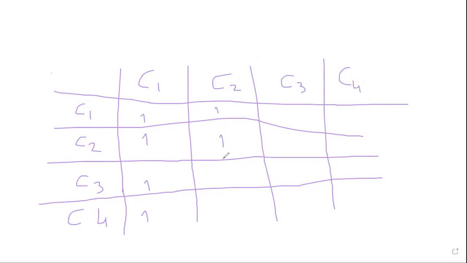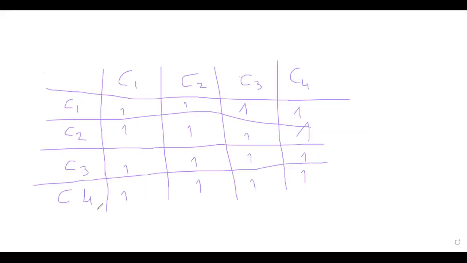Okay, in general, what is the strategy? After I get these numbers, I should do the summation column by column. So when I do the summation column by column, I will obtain the total here.